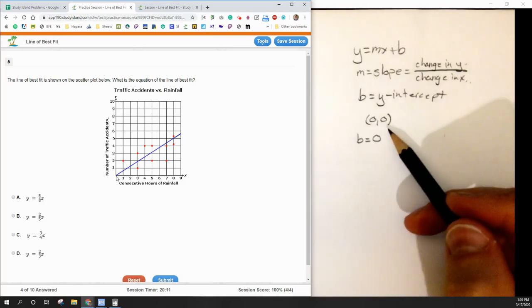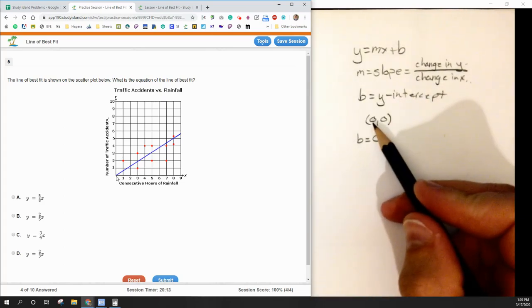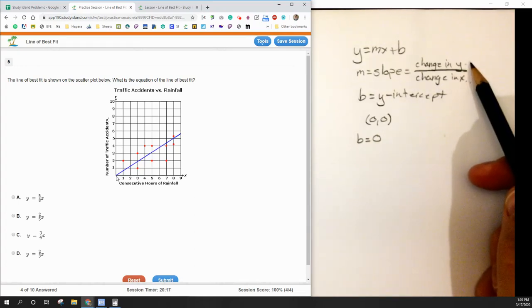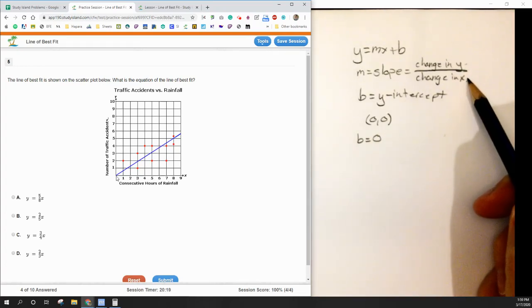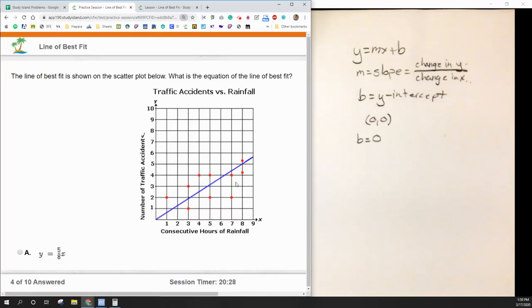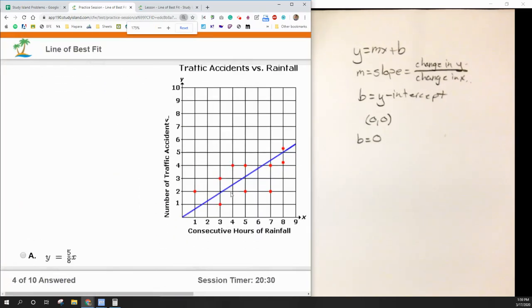To find our slope, we need another point that the line goes through besides 0, 0. Then we look at the change in y between those 2 points, we look at the change in x between those 2 points, and we make a fraction. So what is another point that this line goes through? I'm going to zoom in so it's a little easier to see. And when we do that, we notice something.